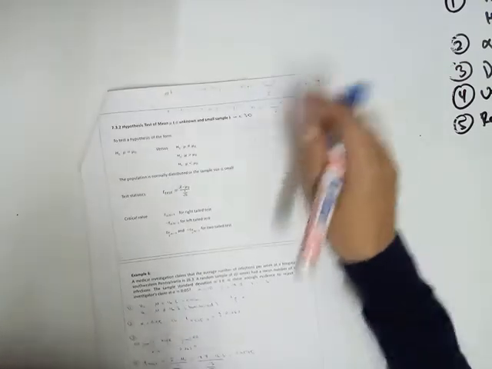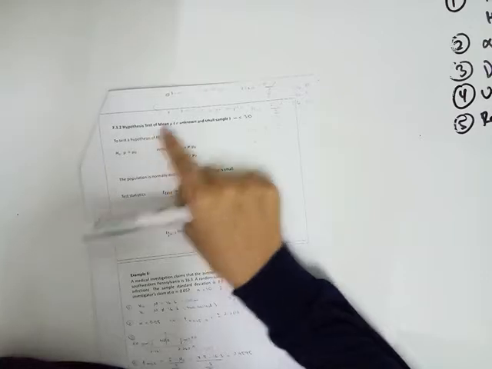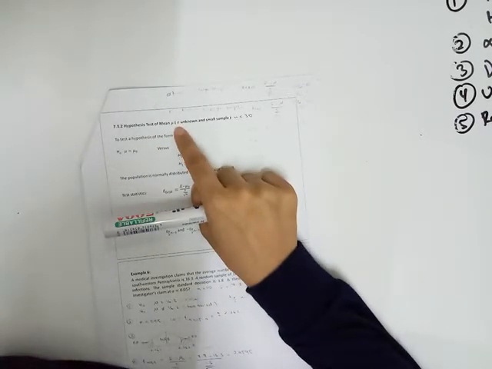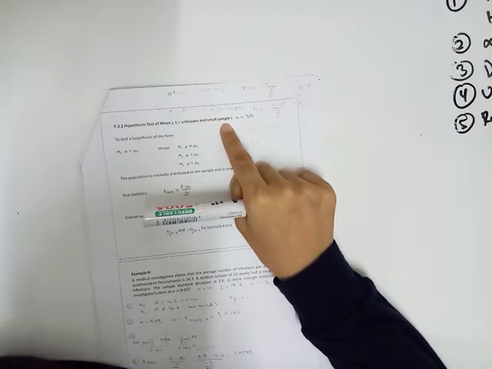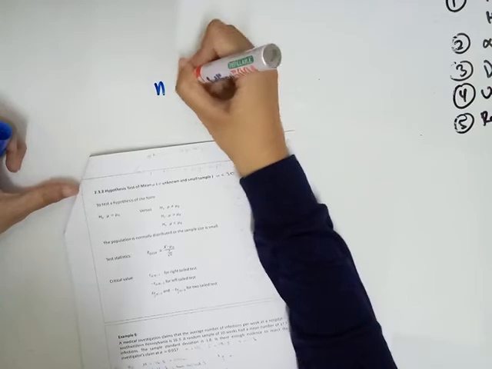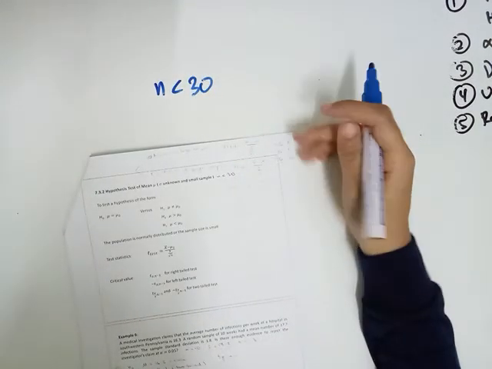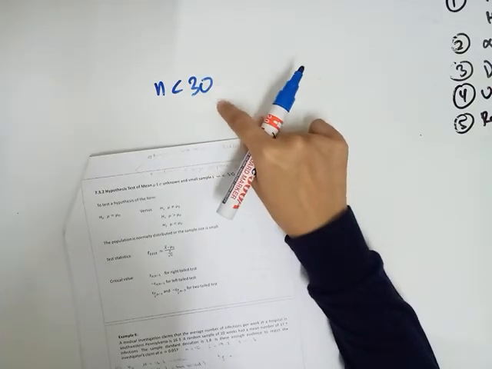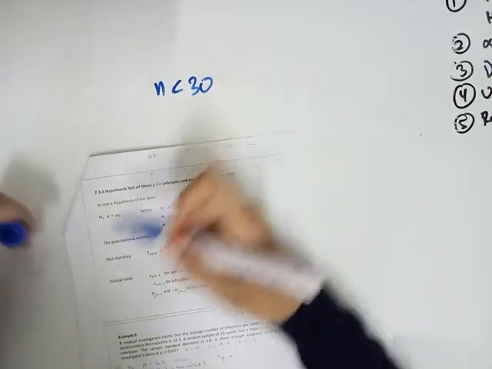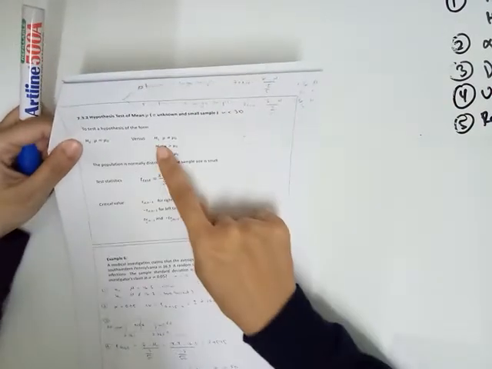Alright, next, we need to test the hypothesis of population mean when the population standard deviation is unknown and it is small sample size. Small sample size means n is less than 30. When n is less than 30, it shows that it is small sample size. So to test the hypothesis, it is in the form of H0 versus H1.